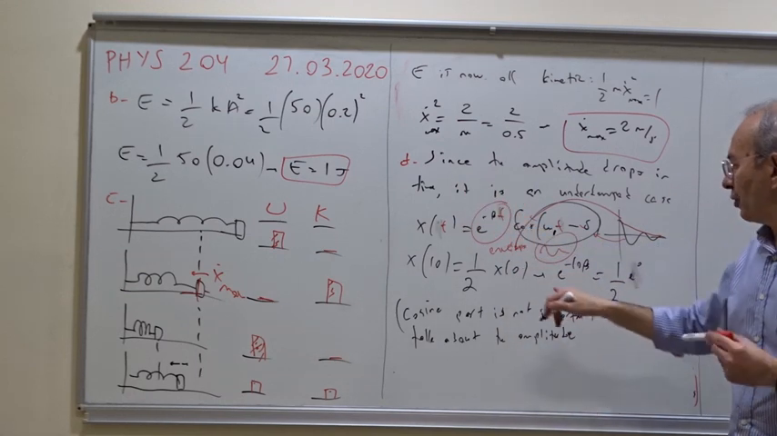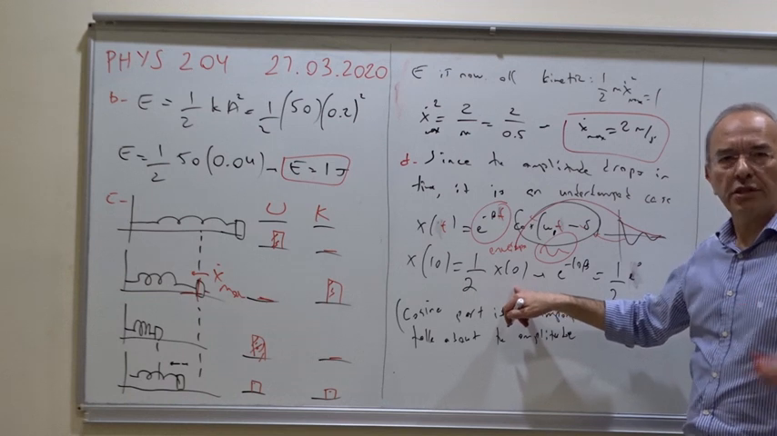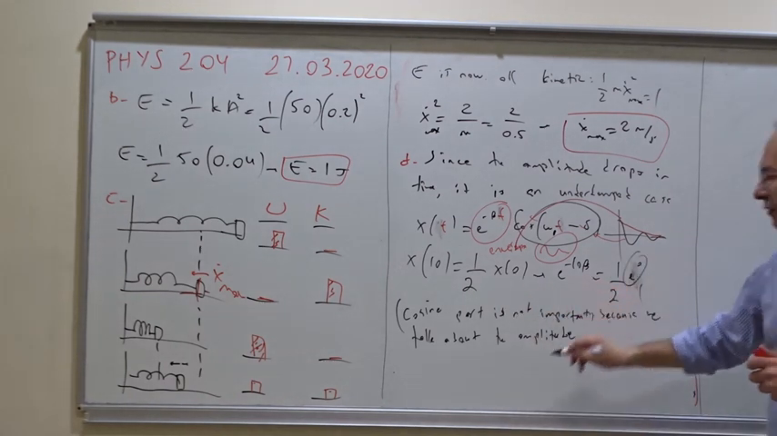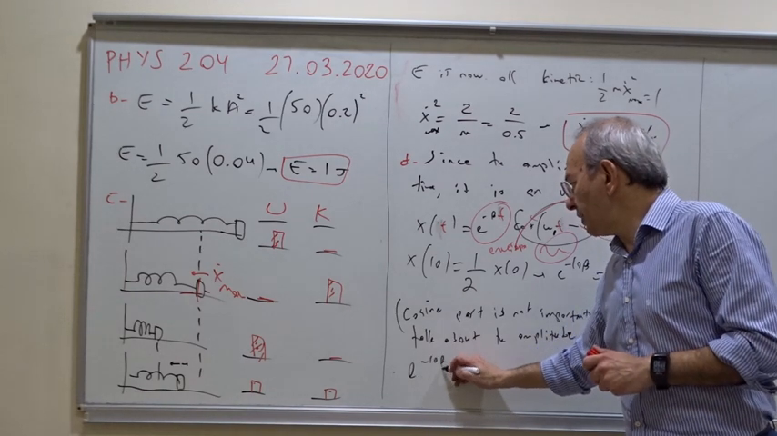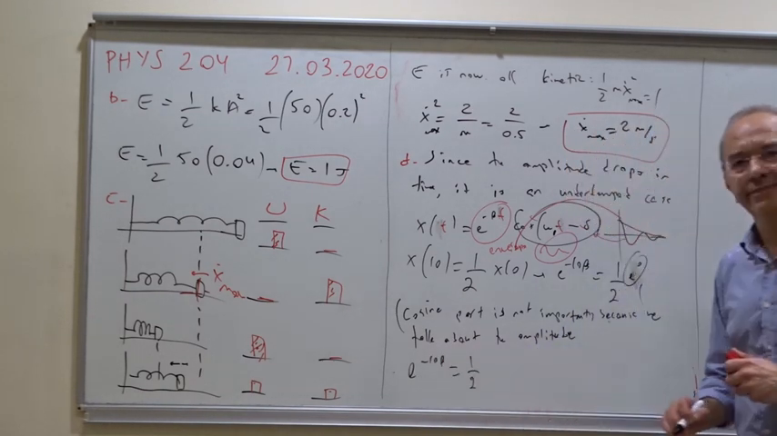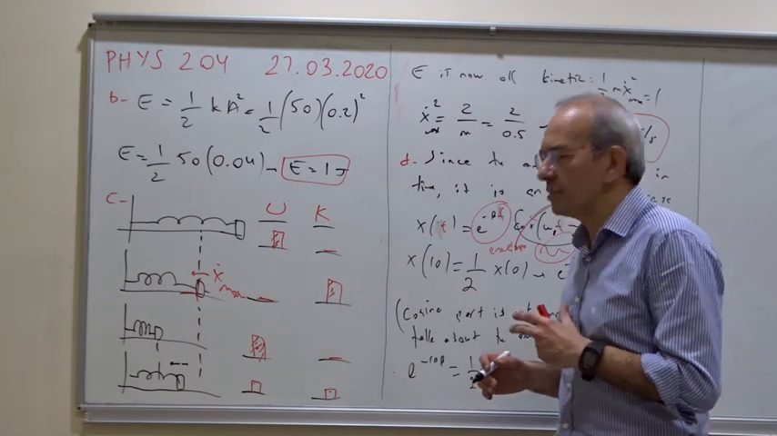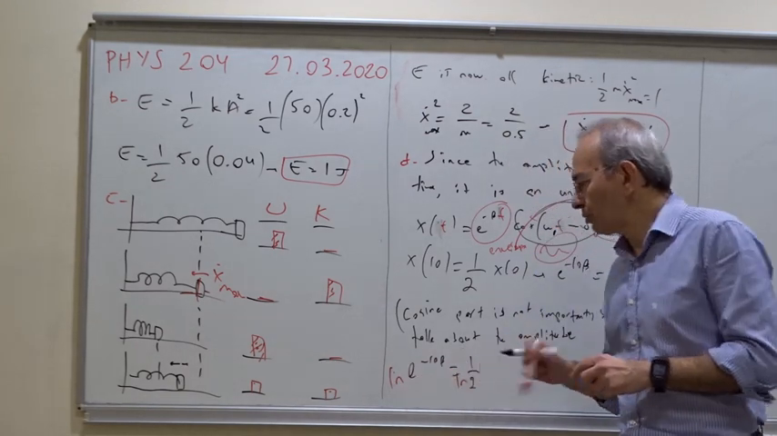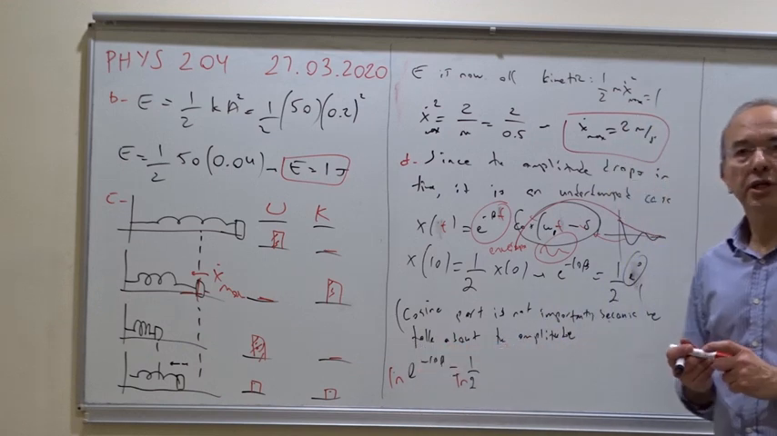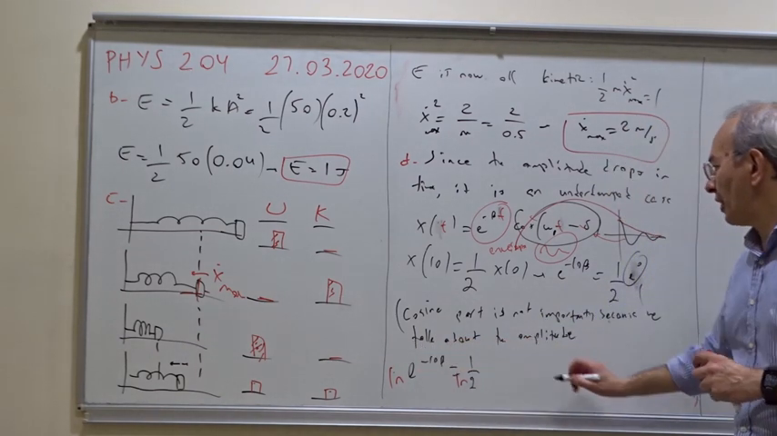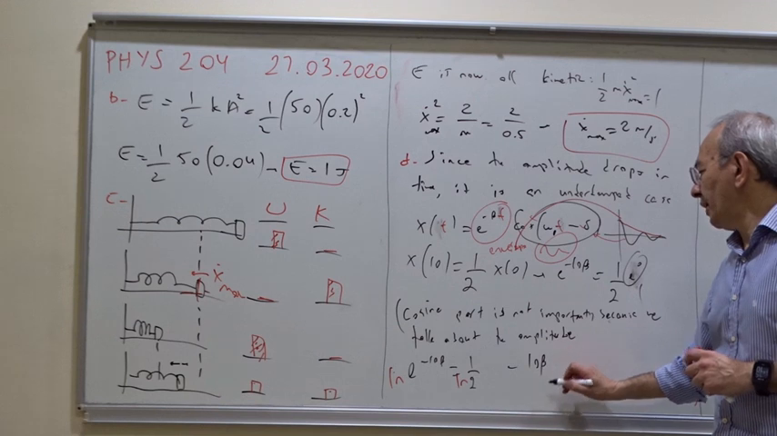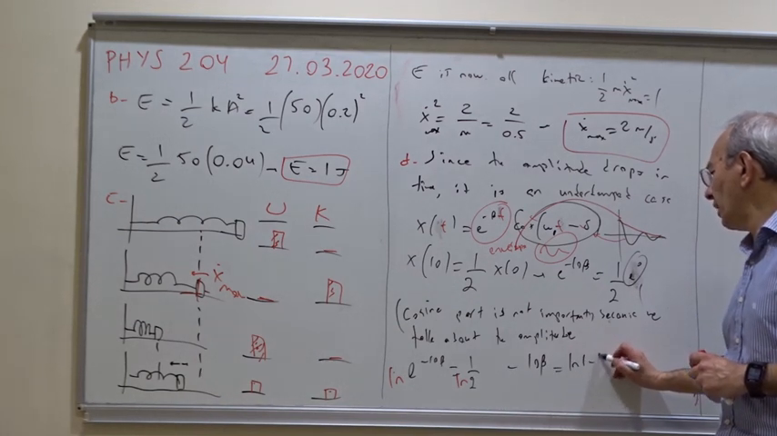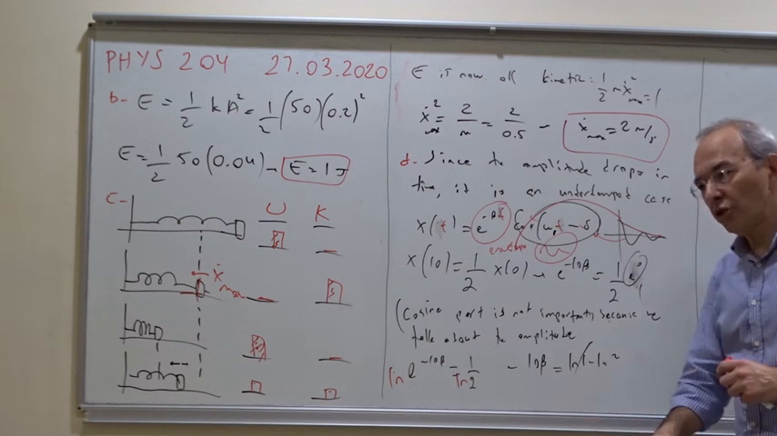10 seconds. So x of 10 is 1/2 x of 0 at the beginning. Therefore, e to the 0 is 1, and we have e to the minus 10 beta is equal to 1/2. And of course, we do in such cases the following trick. We take the ln's of both sides to get rid of this exponential, and ln cancels, so we have minus 10 beta is ln 1 minus ln 2. ln 1 is 0, so we have ln 2.